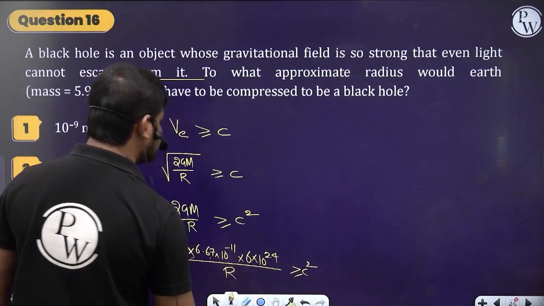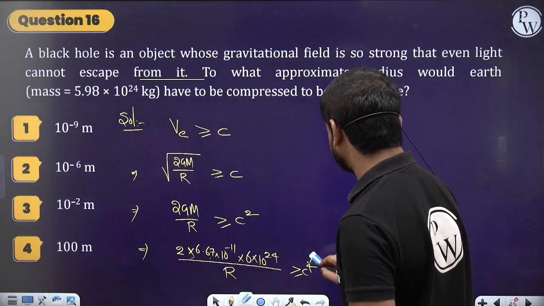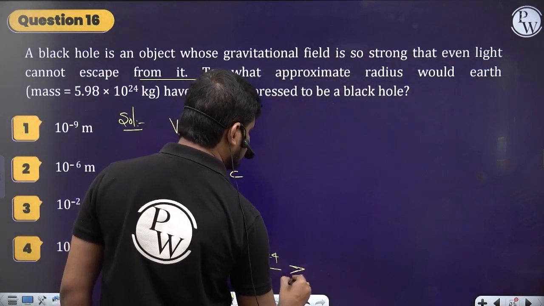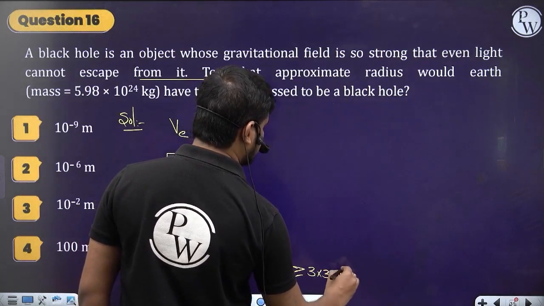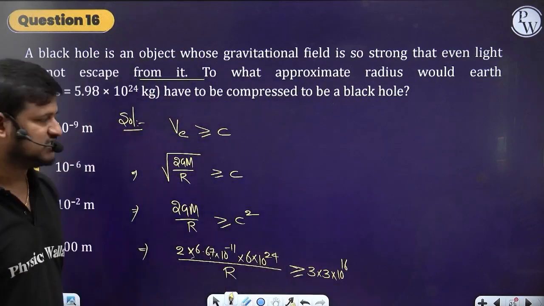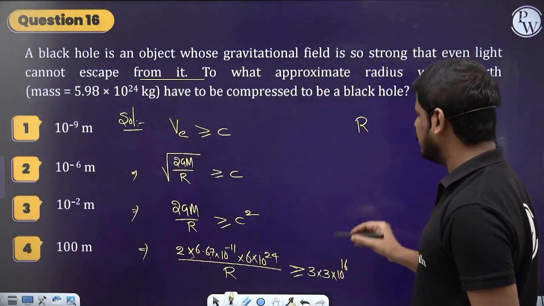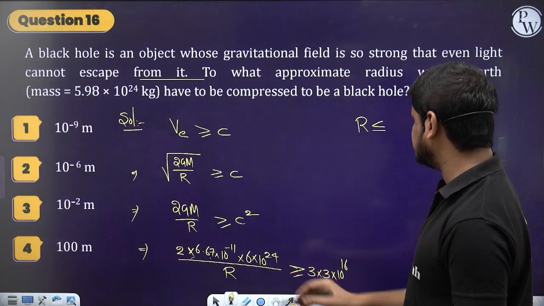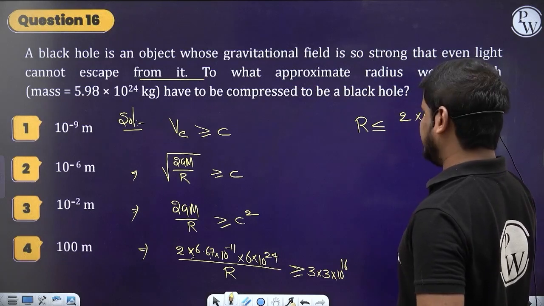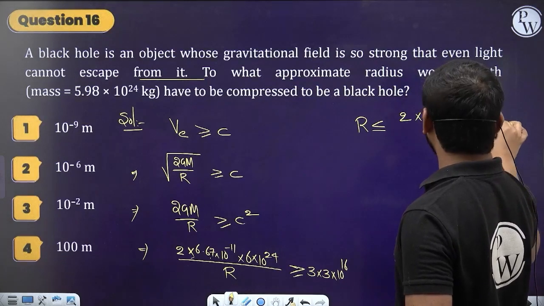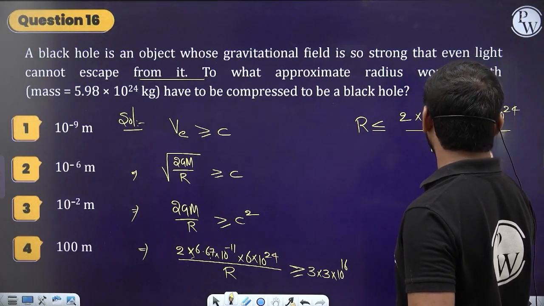So how much this radius should be, they are asking. Now substitute the c value here. So c is 3 into 10 to the power 8, right? So 3 into 10 to the power 8 squared is 9 into 10 to the power 16. So then r will be less than or equal to, sending this to the other side, 2 into 6.67 into 10 to the power minus 11 into 6 into 10 to the power 24 by 9 into 10 to the power 16.